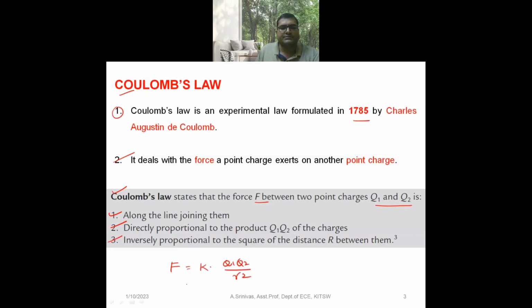Here it is the magnitude of the force. In general, the value of K can be considered as 1 by 4 pi epsilon, and if the medium is free space, then epsilon is equal to epsilon naught.